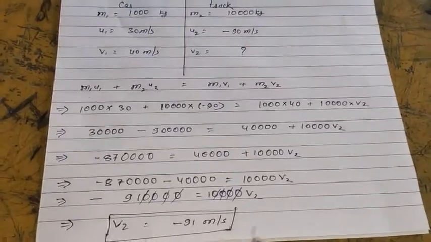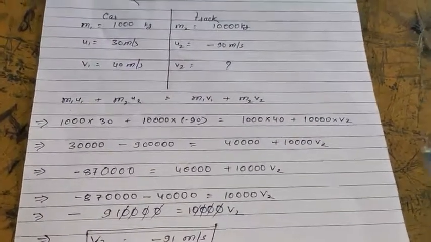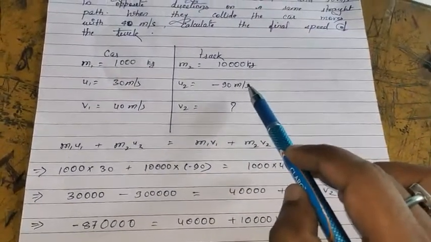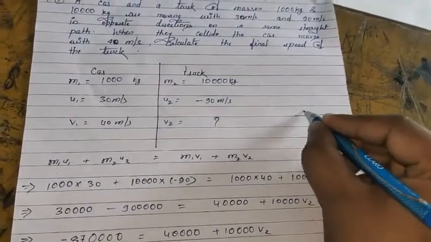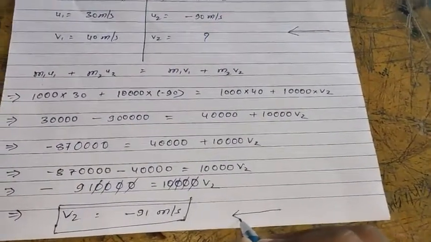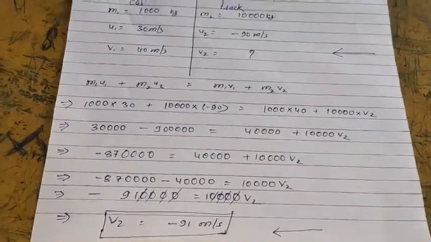So the truck will move with 91 meter per second in the same direction as it was moving earlier. Because initial velocity is negative, means it is moving suppose towards left, then after collision it keeps on moving in the left direction. That's why minus sign has come here.